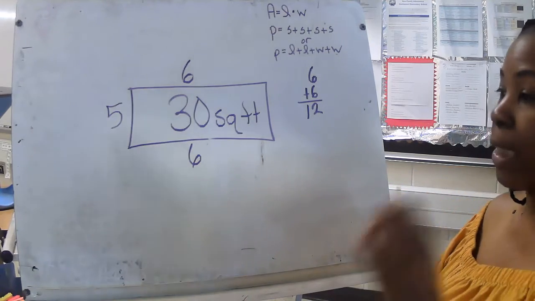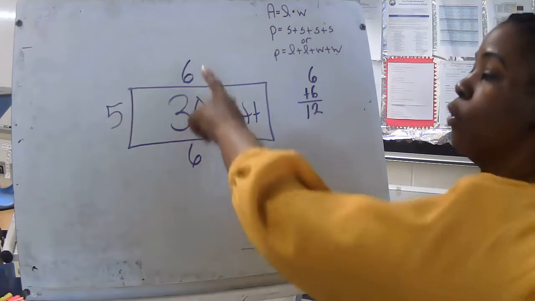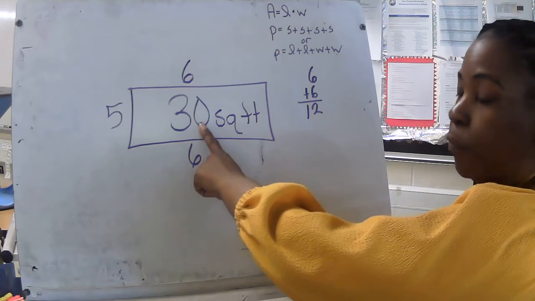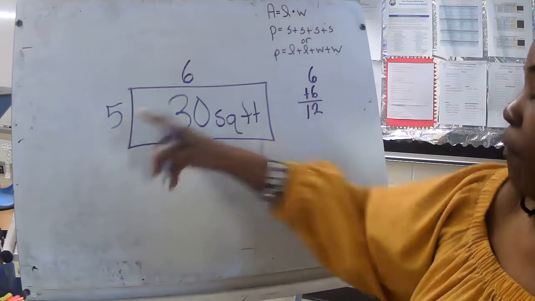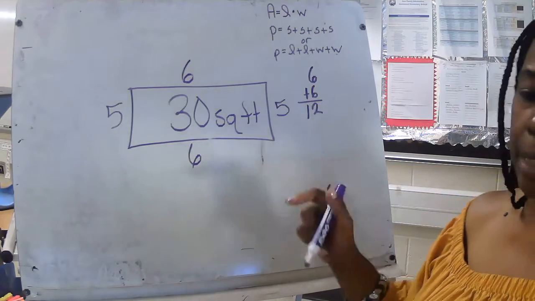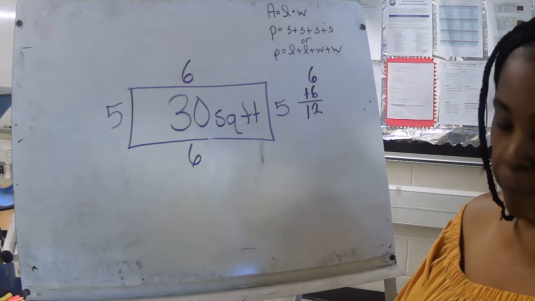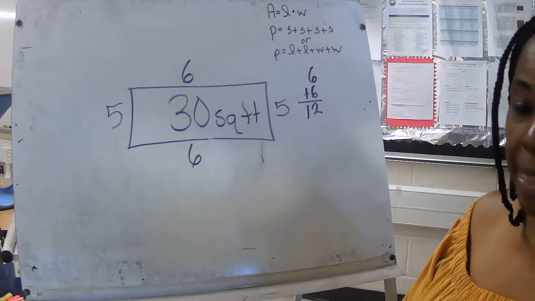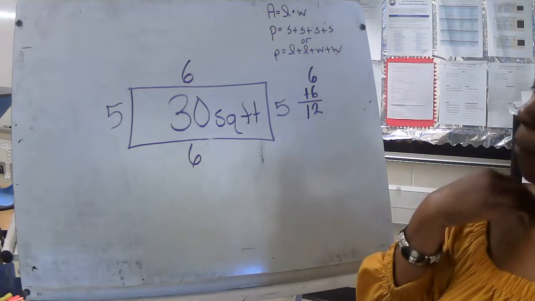Because remember, area is length times width. It's a long side times a short side. So it's 6 times 5, and that gives us that 30. Okay? So that's how we know, because our area is 30. So we know if this side is 5 on a rectangle, the opposite side is congruent, so it also must be 5. Okay? And so our answer would be C, 5.